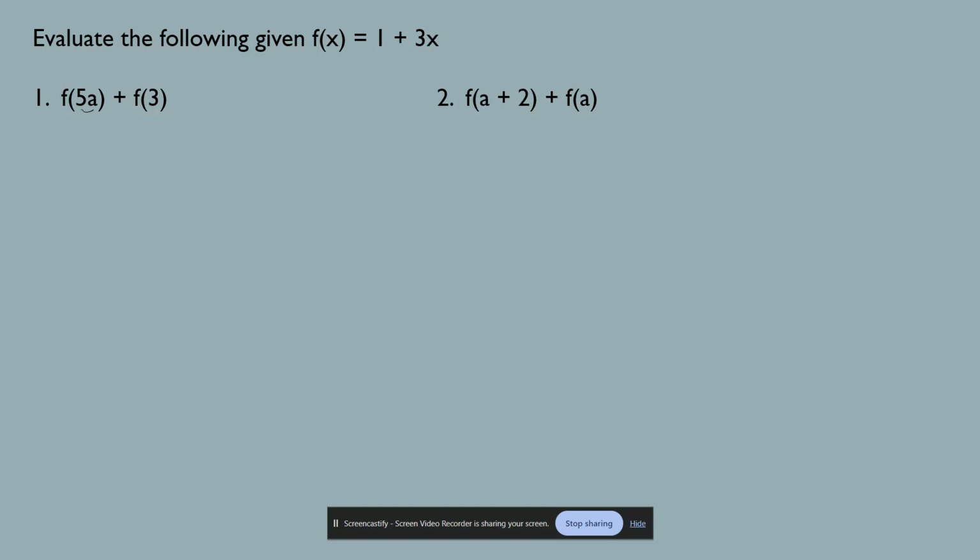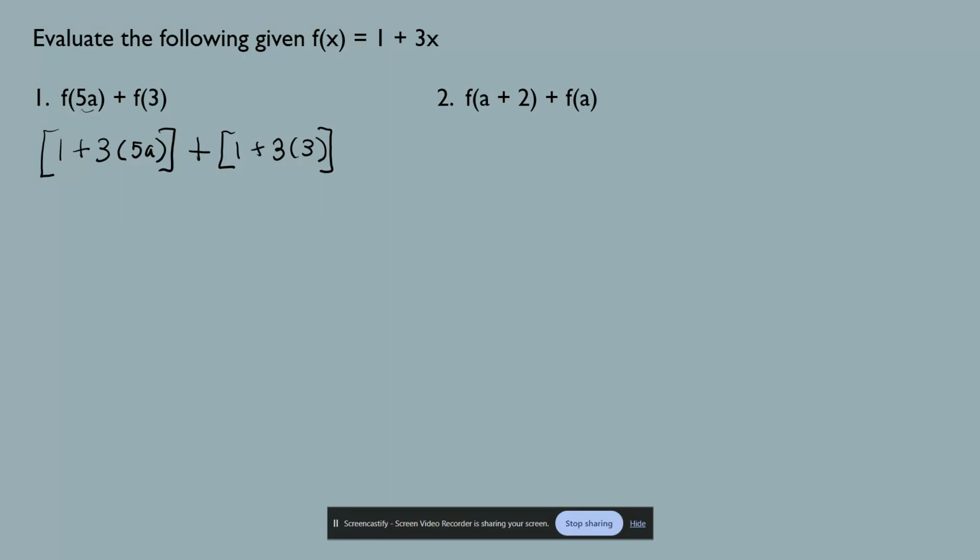So let's continue and look into what f of 5a is going to be first. So here, the 5a, put it in there as your x. So it's going to look like this: 1 plus 3x, and instead of the x, let's put in 5a. So this is telling you what the f of 5a is going to be. Let's add that with f of 3. So it would be 1 plus 3 times x one more time, and instead of the x, let's plug in the 3. This section right here will tell you what f of 3 is going to be.